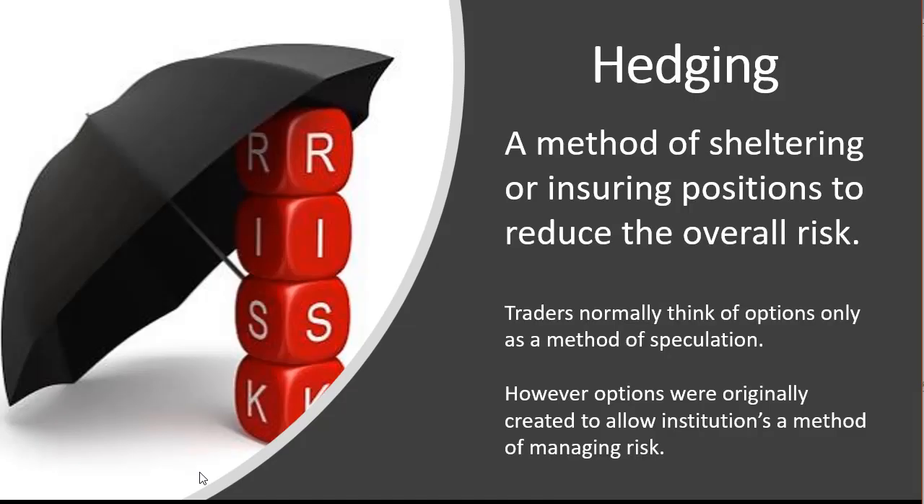So if we were to think about hedging and what it means to hedge, hedging is just simply a method of sheltering or insuring positions against overall risk. And so many traders out there, when they think about the market, they only think of options as something to use for just wild speculation on trading. That's a common term when people talk about options, as people are speculating. But the true purpose of options, when they were originally created, they were created to allow the institutions to have a method of managing risk.